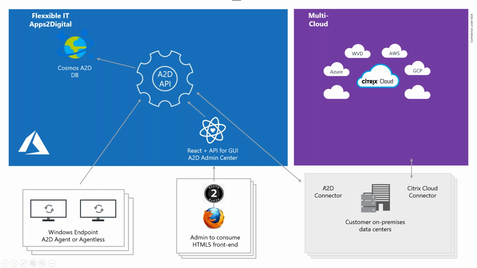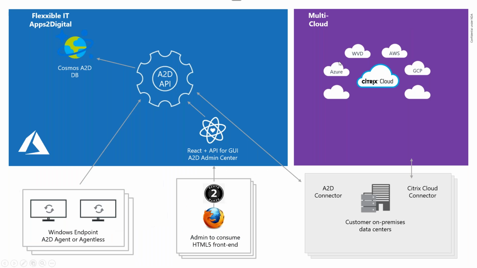Connecting into our Apps to Digital API, we also have our Apps to Digital connector, which sits in your data center on-premise or in your cloud of choice. And this connects to your on-premise Citrix environment or connects to your Citrix Cloud Connector, which then gives access to the different clouds that Citrix Cloud has connected you to, such as Azure, AWS, or Google. So I just wanted to show that quick architecture before we get into our demo.